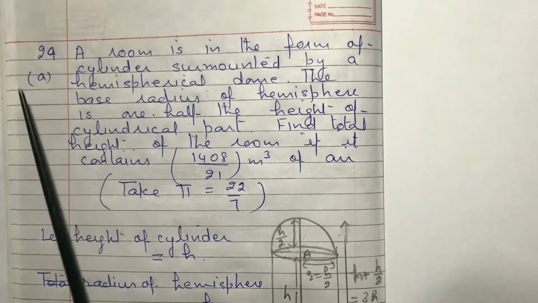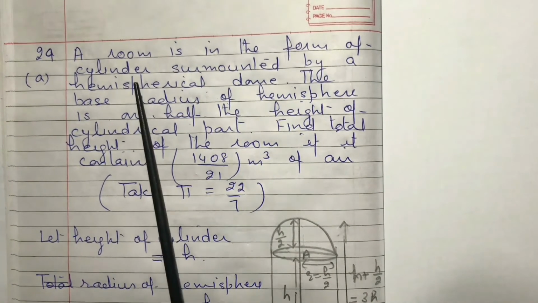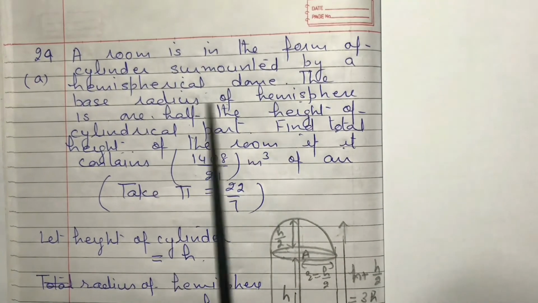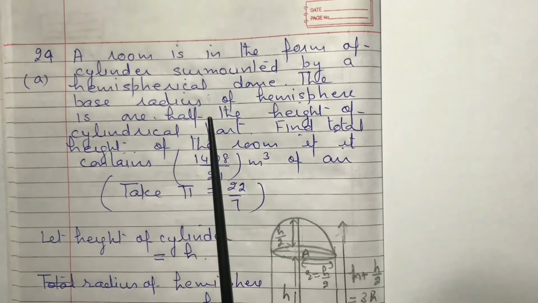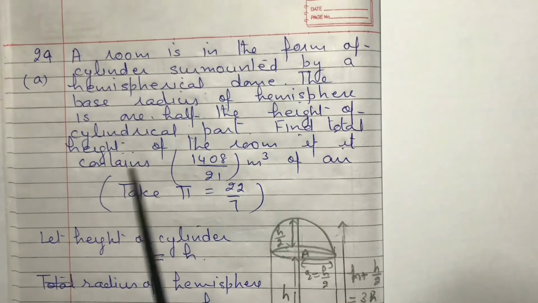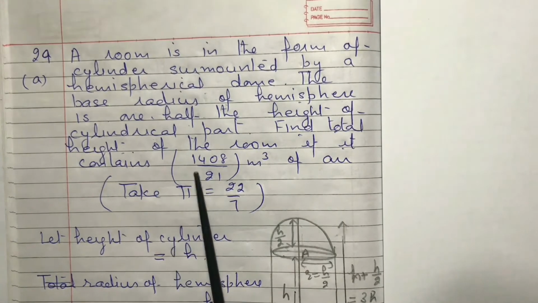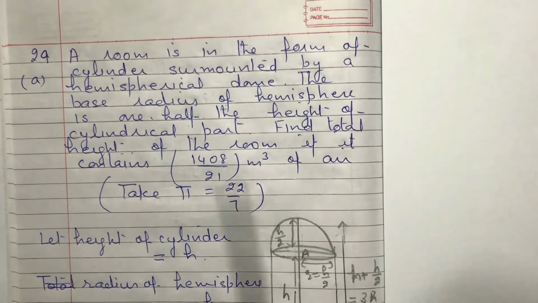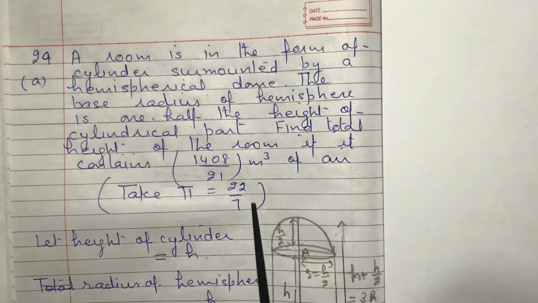Now 29th question, A part. A room is in the form of a cylinder surmounted by a hemispherical dome. The base radius of the hemisphere is 1/2 of the height of the cylindrical part. Find the total height of the room if it contains 1408 upon 21 meter cube of air. Take pi is equal to 22 by 7.